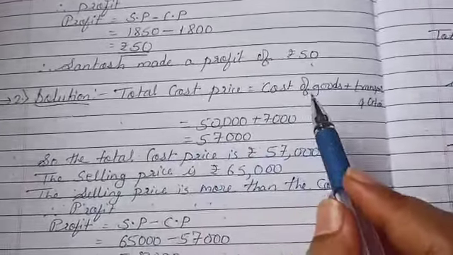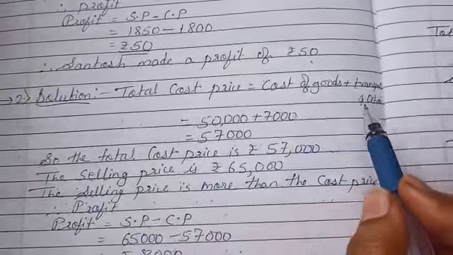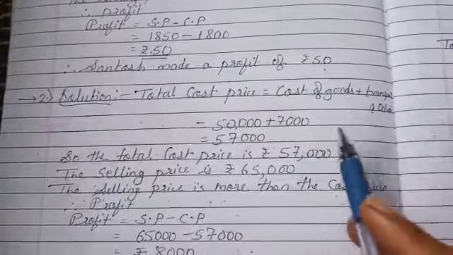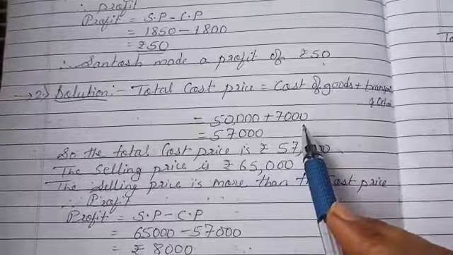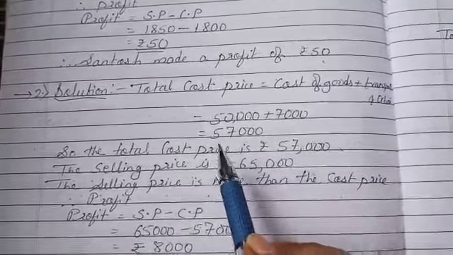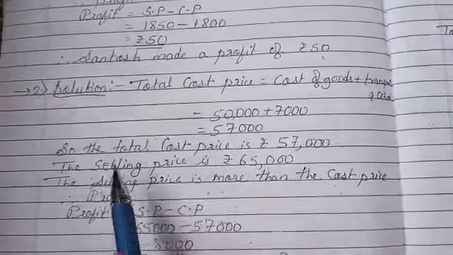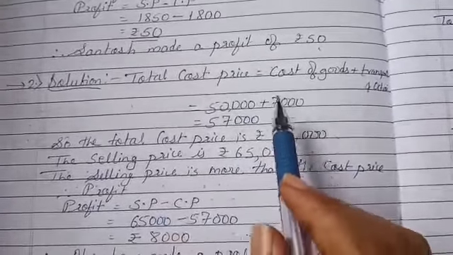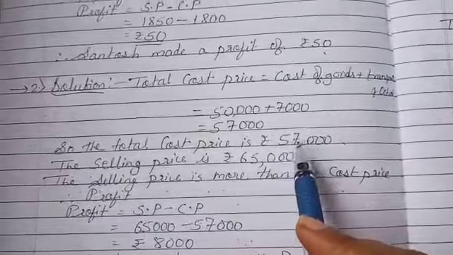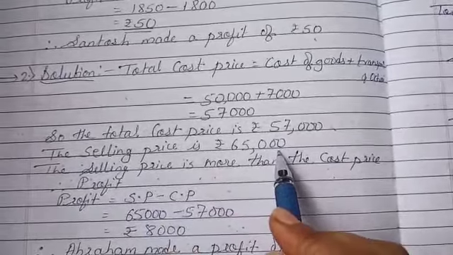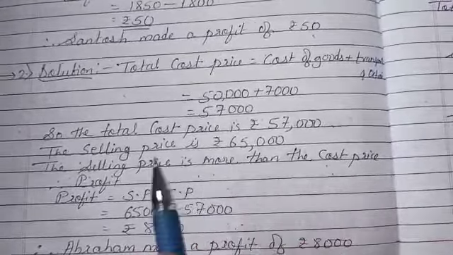Total cost price equals cost price of goods plus transport and octroi. 50,000 plus 7,000, we add and get 57,000. So the total cost price is 57,000. Now let's see the selling price, which they have already given you, 65,000. So the selling price is more than the cost price.